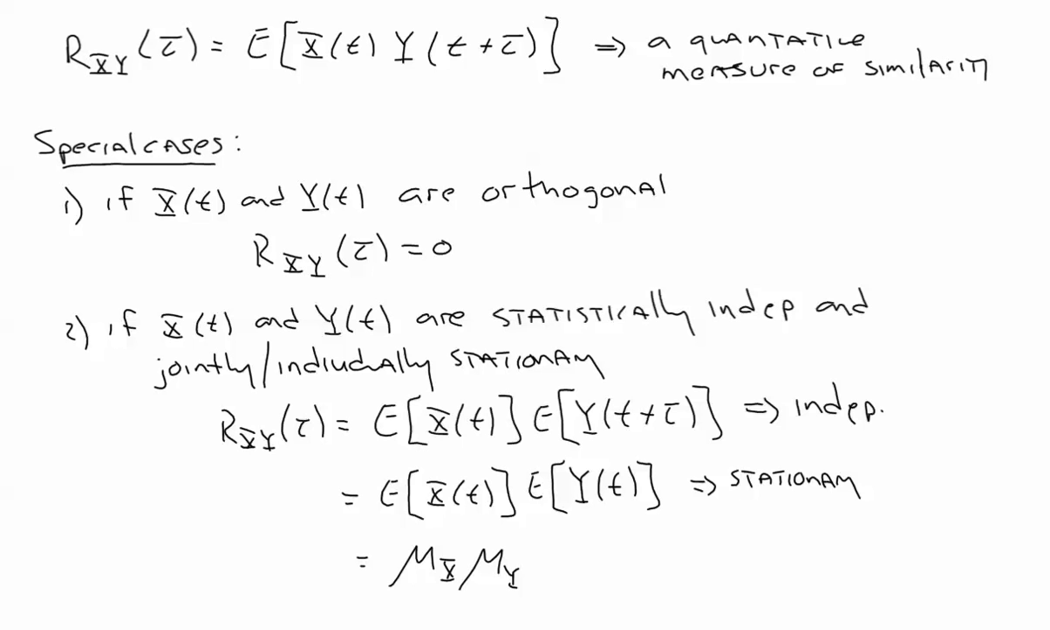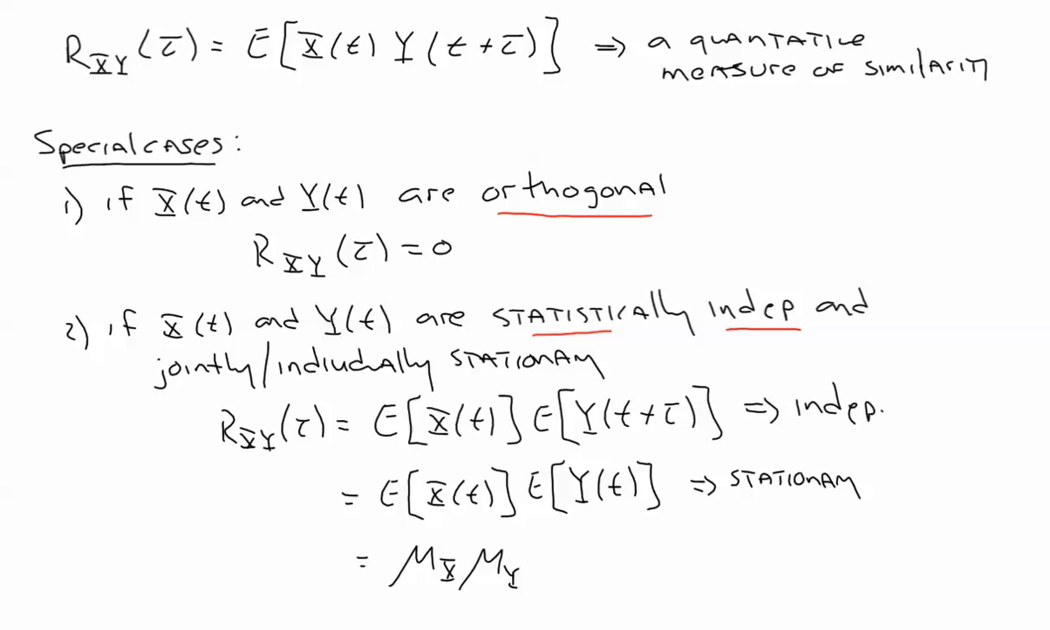Okay? So statistical independence does not necessarily mean orthogonal. Okay? If I have statistically independent random processes, at least one of which has 0 mean, then my processes are indeed both statistically independent and orthogonal. But orthogonality doesn't necessarily mean statistical independence and vice versa.